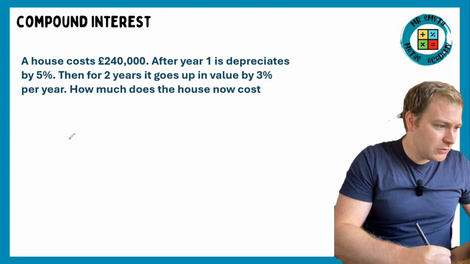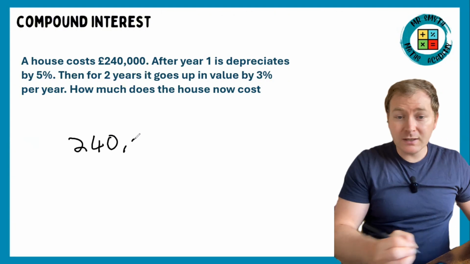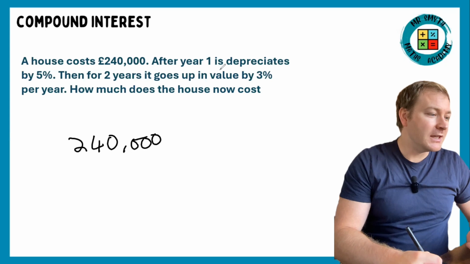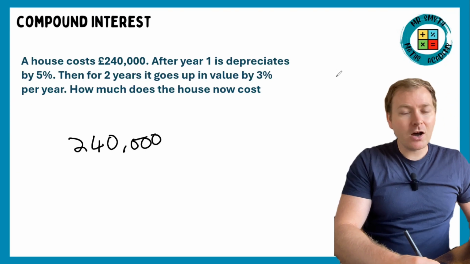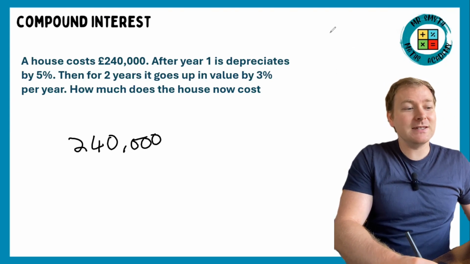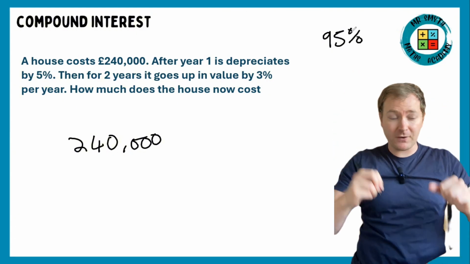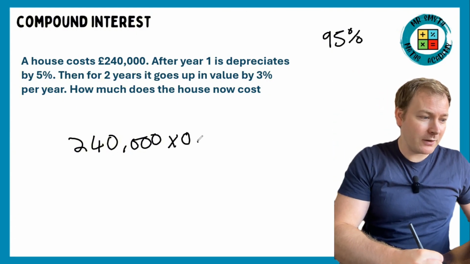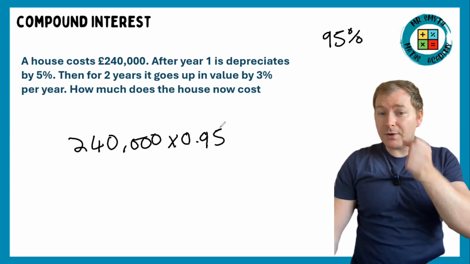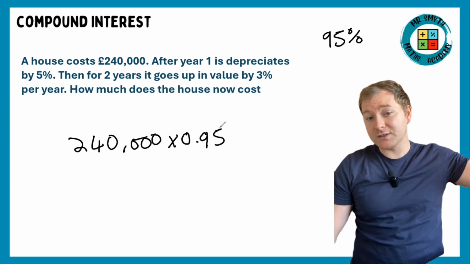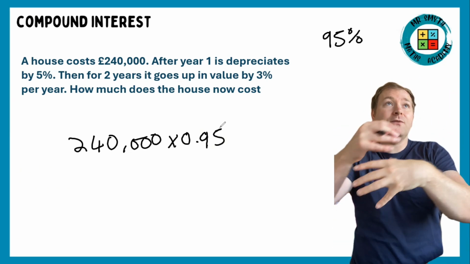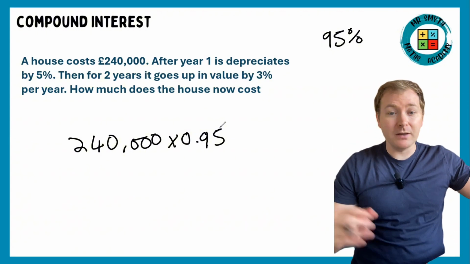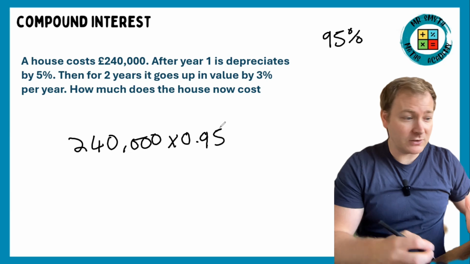So 240,000, that's the initial amount, that's the capital amount. After 1 year, so after year 1, it depreciates by 5%. Are we happy with saying that this is now 95% because it went down by 5%? Okay, so the multiplier is 0.95. Now, because we're not doing it by 5% each year, we can't put this to the power of something. So if it depreciated by 5% for 10 years in a row, we just put it to the power of 10. But that's not the case, so we don't need to do that.